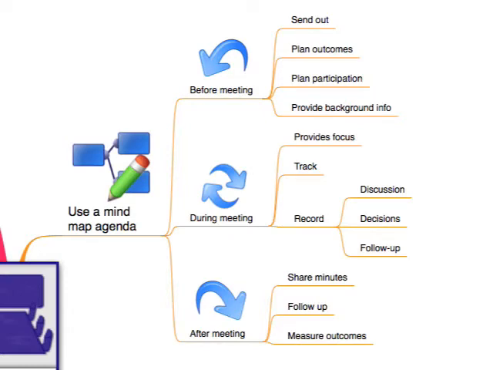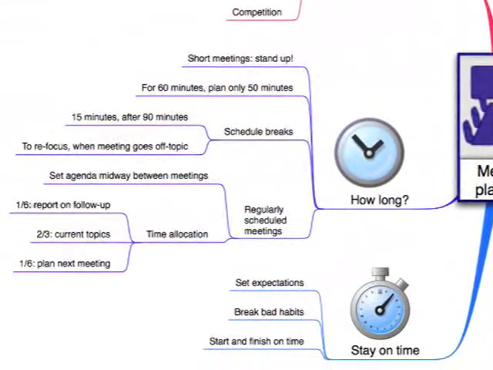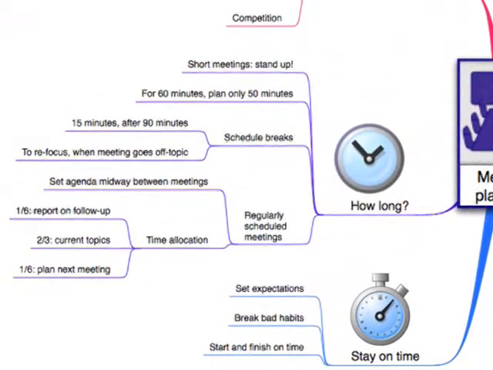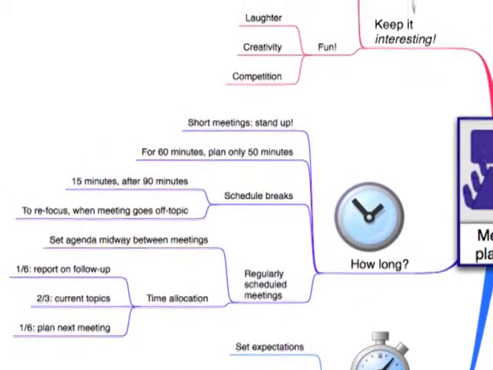You can record the meeting minutes directly on the agenda mind map, recording the main points and action items as sub-branches below the items being discussed. Then, at the end of the meeting, your mind map can be distributed for instant meeting minutes. This mind map shows a few other best practices for managing the meeting so as to keep it on time and interesting and useful for all of the participants.